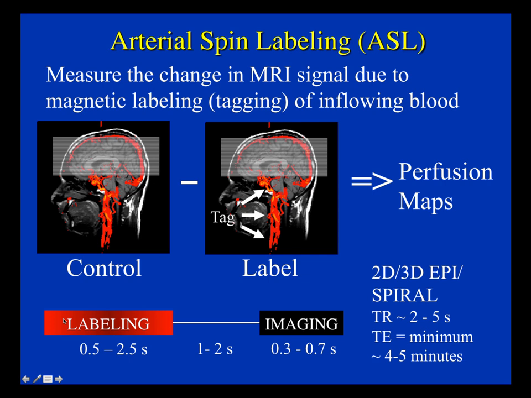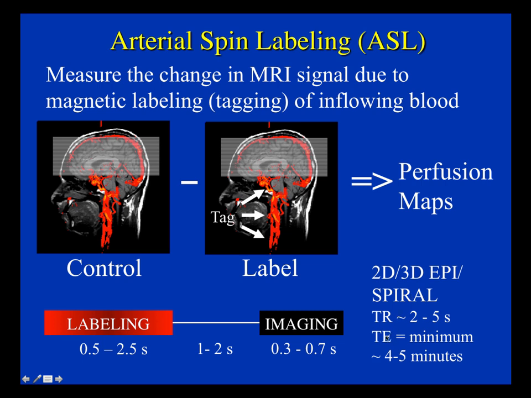So in this experiment, there are different phases. There is what is called a labeling phase, where during this period we tag or invert the incoming blood, and then we wait for a certain amount of time, about 1 to 2 seconds, for that inverted blood to flow into the brain tissue, and then we image. Imaging can be done with any imaging technique that you have available. It could be 2D, 3D, or EPI, or these days people are actually using even spiral images.